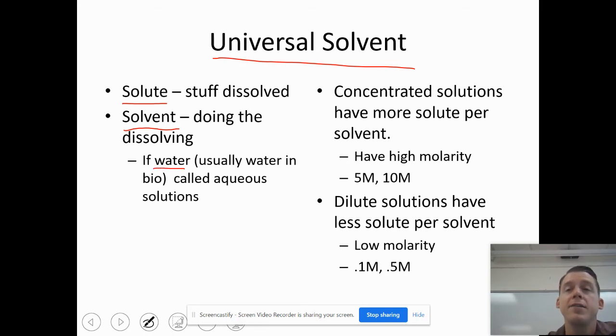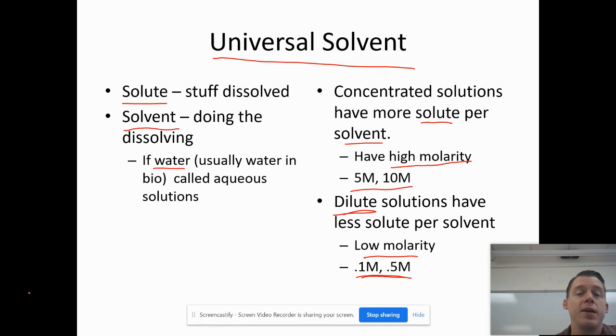Right? Concentrated solutions have more solute per solvent. So think about this as like if you're making Kool-Aid and you add a ton of sugar, very sugary Kool-Aid, it is going to have a high molarity. Sometimes things are diluted. Diluted means there's way more water and way less salt or sugar, and that is a very low molarity, so 0.1 or 0.5. So water can form solutions very easily.